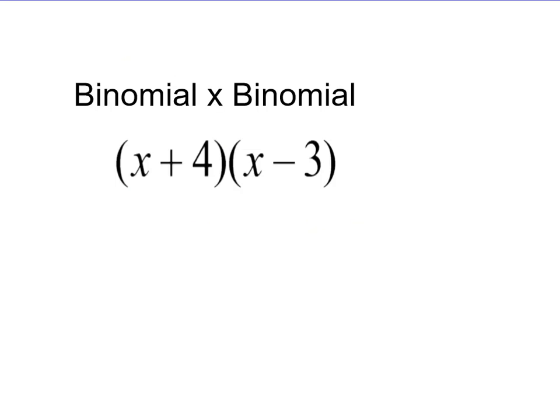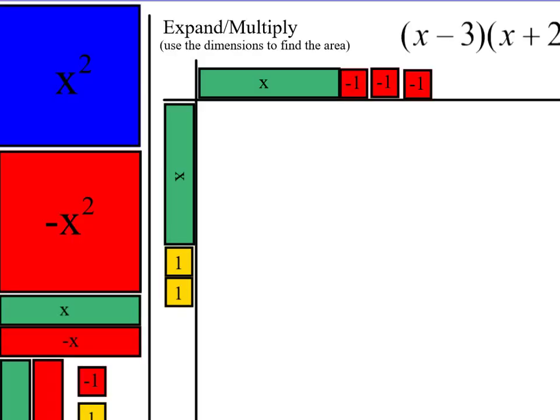Okay, so now a binomial times a binomial. This is more of a grade 10 topic, but it's kind of nice to introduce it here because it fits really smoothly with what we're doing. So we have to multiply these 2 terms together. And we're going to use our algebra tiles to do it because it makes it really easy to see. So I have x minus 3 times x plus 2. So you can see down the left side is the x plus 2, x minus 3 is across the top.